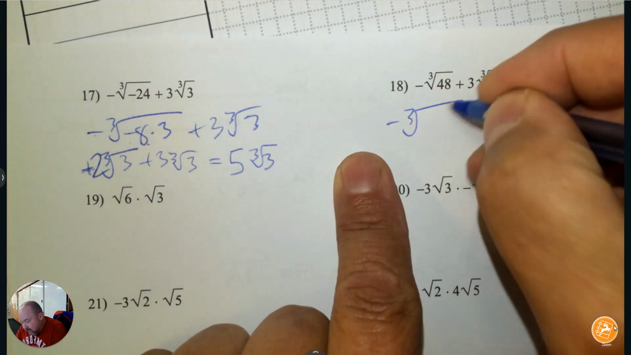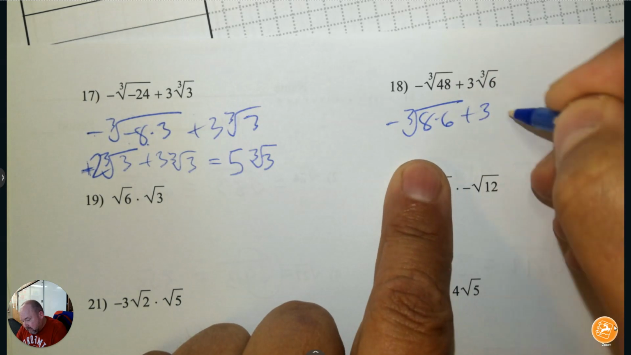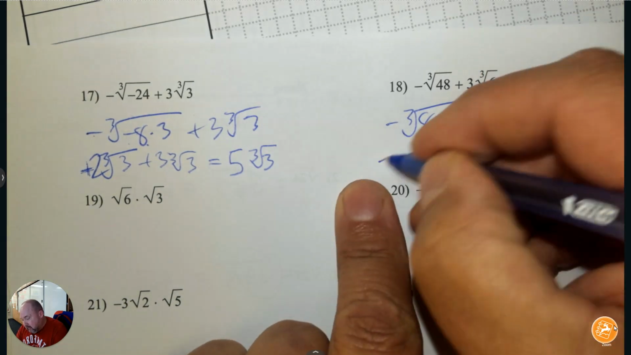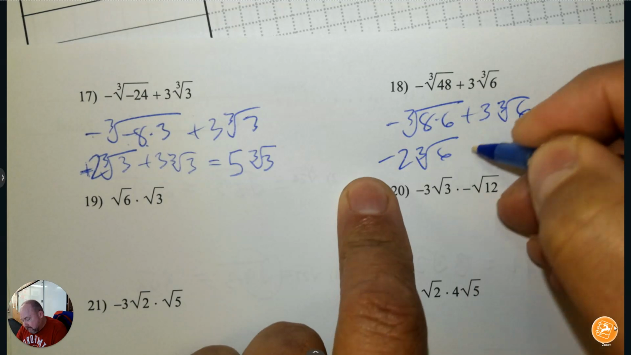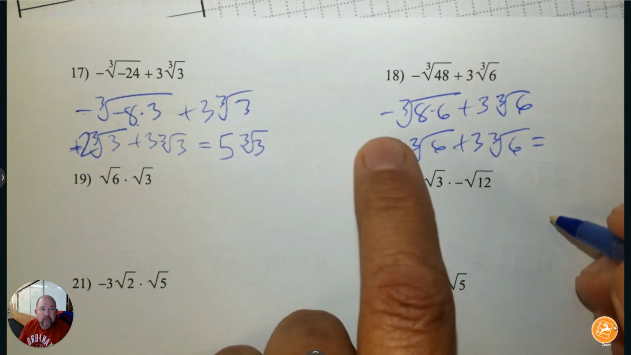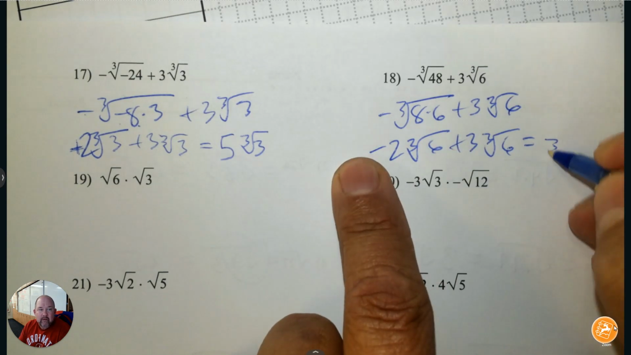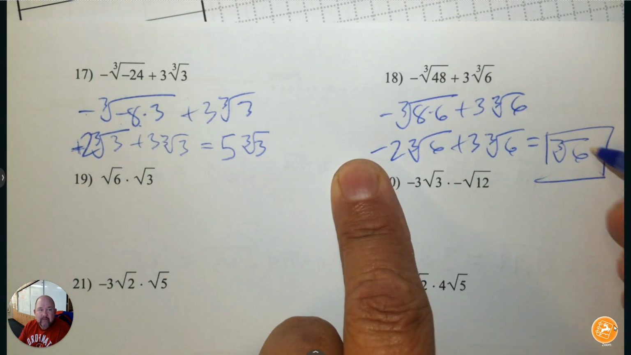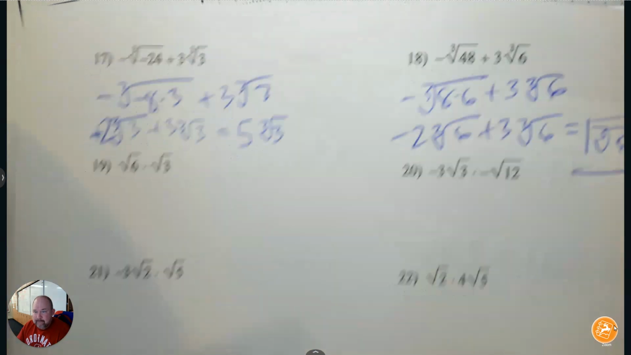48 is 8 times 6. So the cube root of 8 is 2. So it's 3 take away 2, which is 1 cube root of 6. None, I don't need the 1 in front.